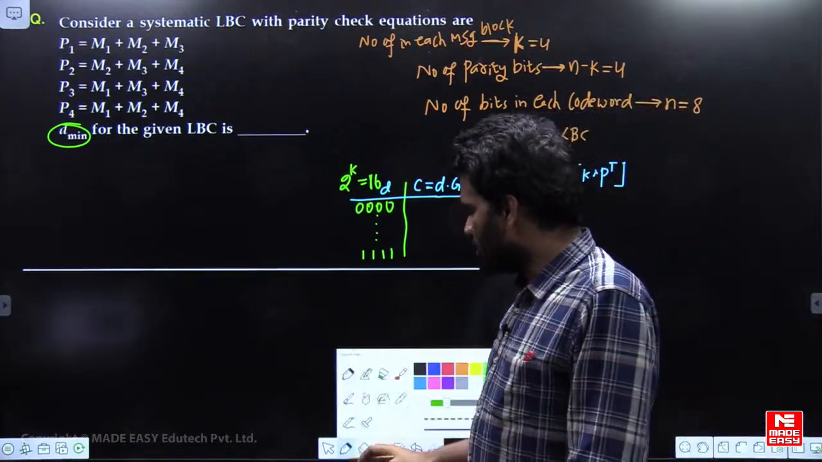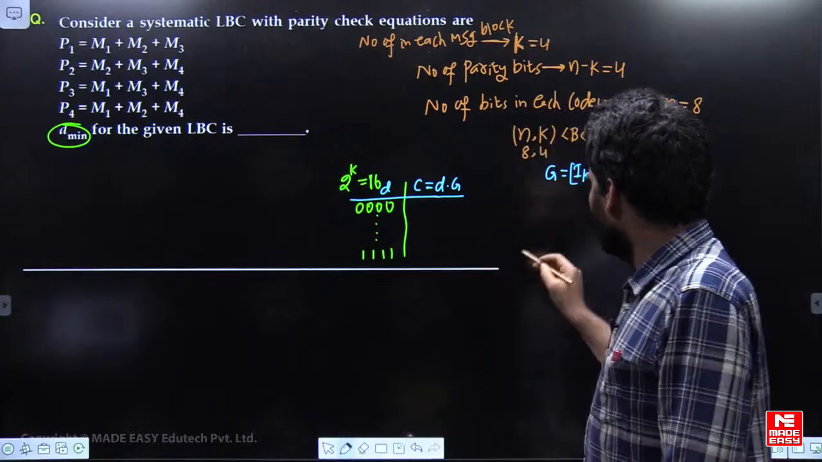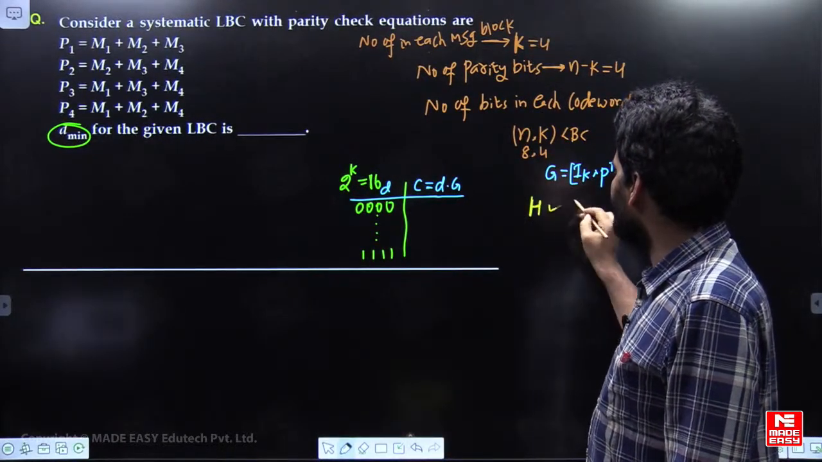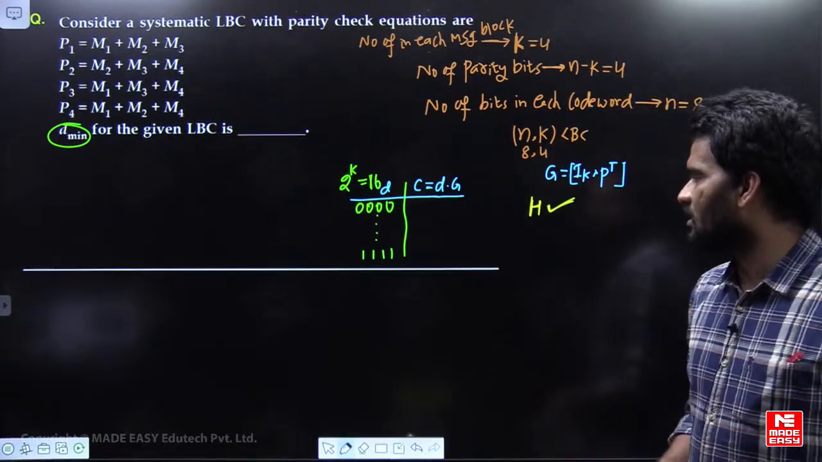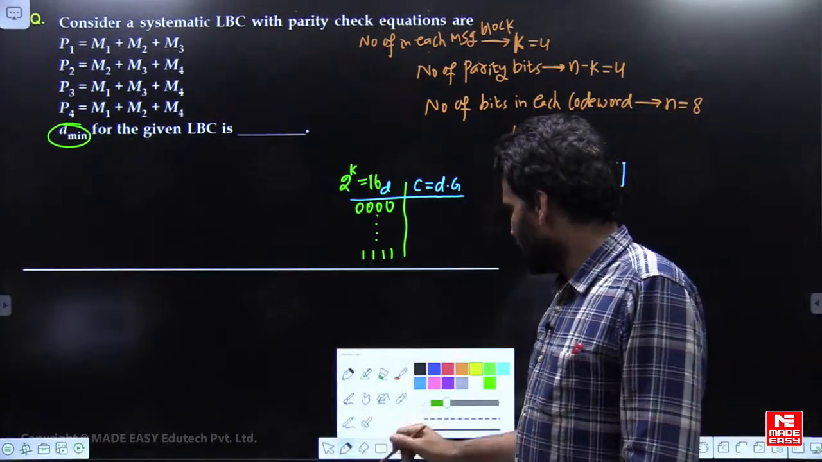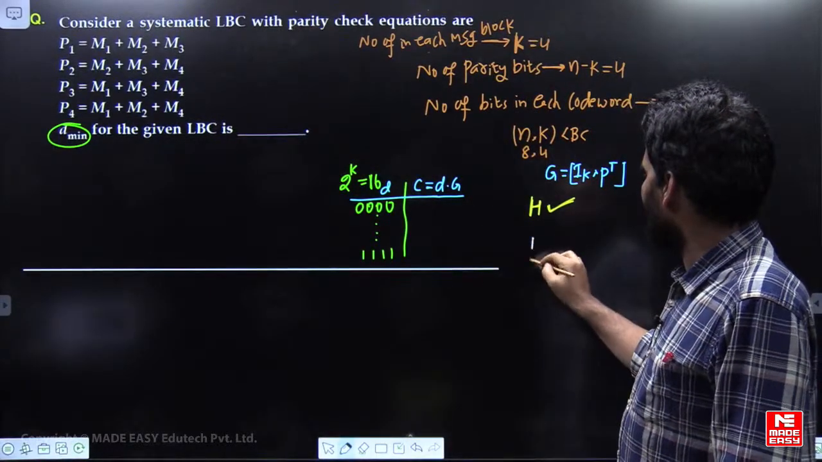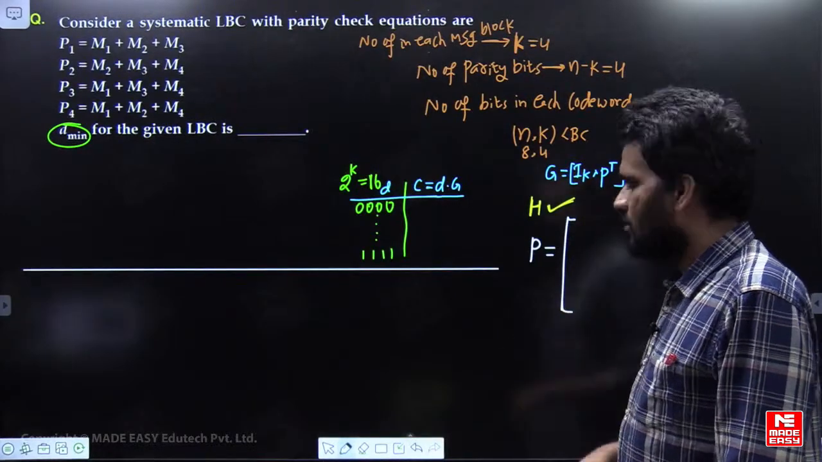So there is one more shortcut to find d min. I want to give you that shortcut. Yes, from the H matrix, if you have the parity check matrix with you, you can get d min directly. You can get d min based on the H matrix, okay. First let's get this P, the parity matrix.